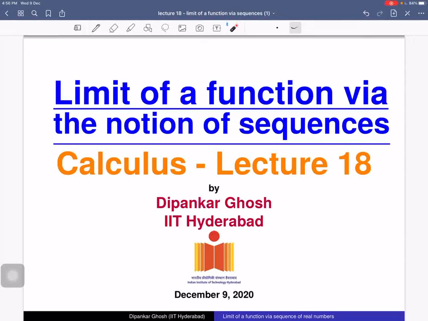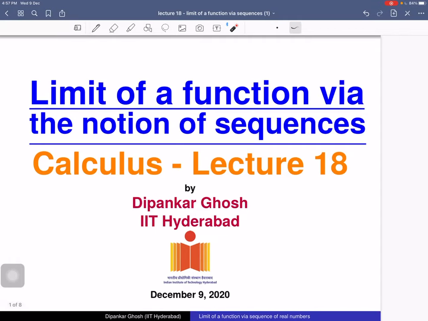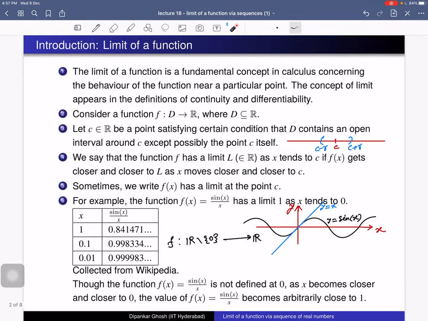Welcome to the last part of this course, Calculus 1. In this part we will discuss differential calculus. We will start with the notion of limit of a function. Today we will discuss the definition of limit of a function via the notion of sequences, and we will also see some examples. What is the limit of a function?